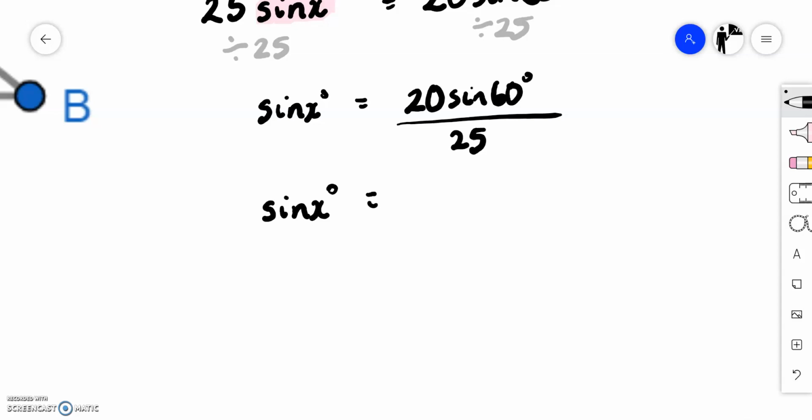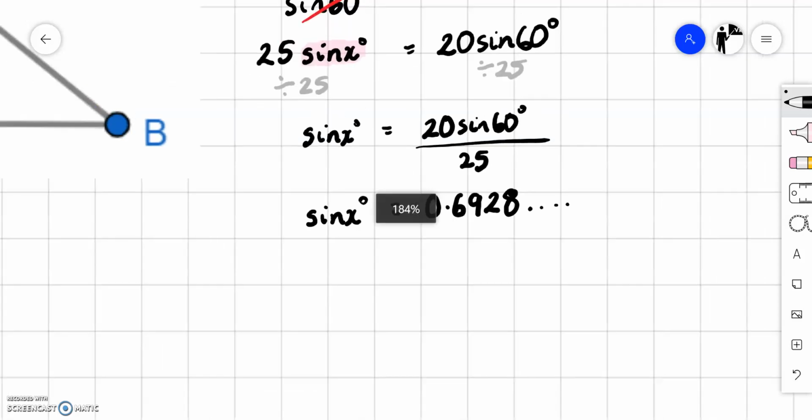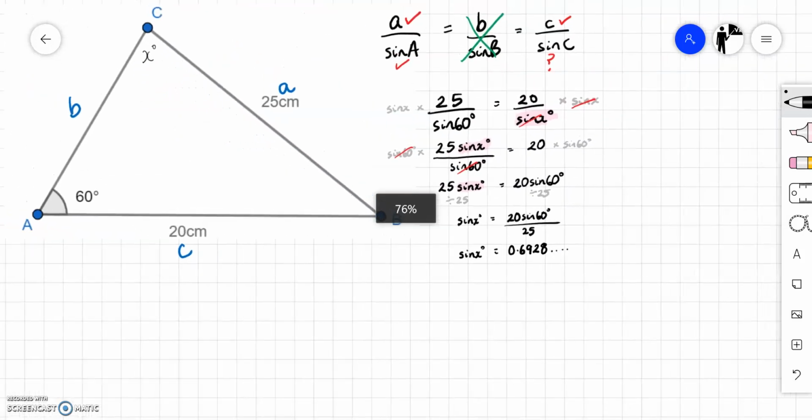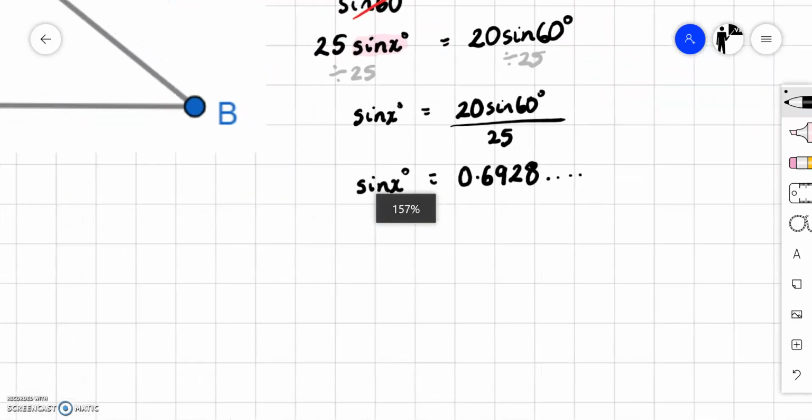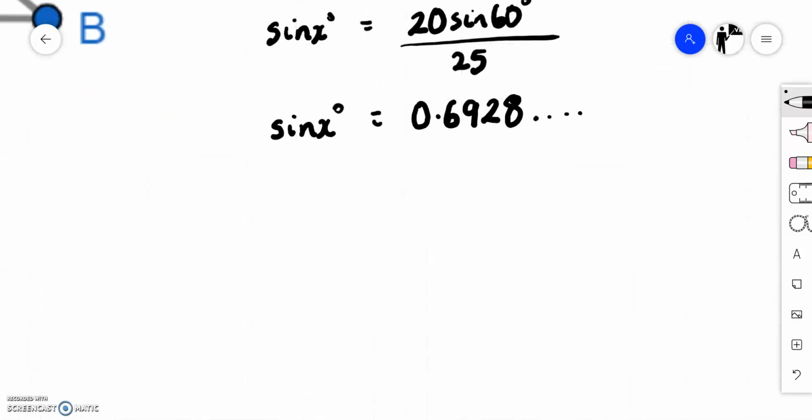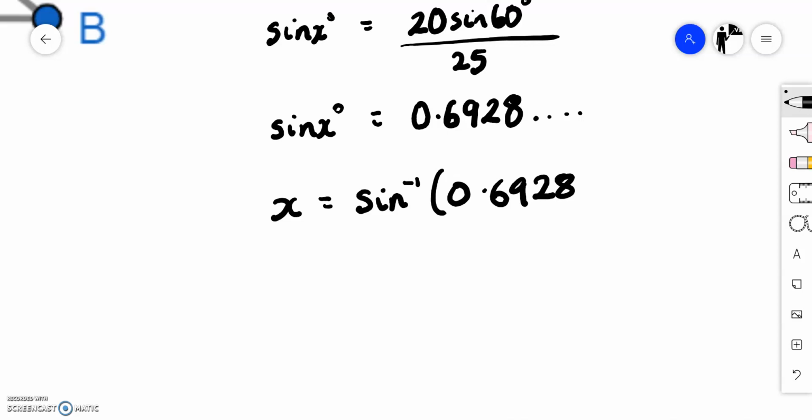Make sure in your calculator you're closing any brackets. When you do this, you should get a number that is 0 point something. I'm getting 0.6928. But what I've worked out here is the sine of the angle. I want to work out the angle. So in order to work out x, now that I've made sine x the subject of the formula, I'm going to do sine inverse of both sides. So it's going to be x equals sine inverse of 0.6928.